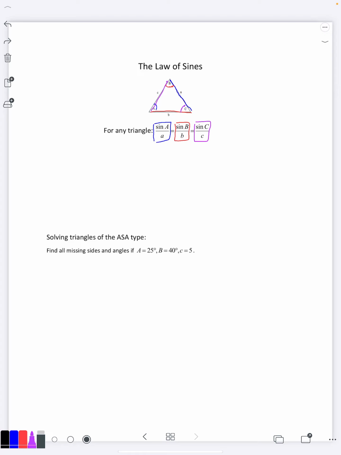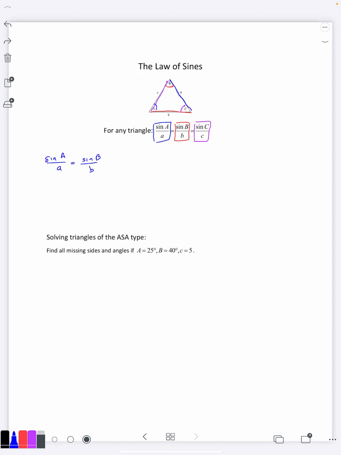And you can use any two of them to try to find a missing side or a missing angle in a given triangle. Notice you could take, for example, the first two. You could say, I want to use sine A over A is sine B over B. That would be one combination of these two. And so in this case, there's two angles and two sides. That's four total quantities. If you happen to know three of those, you can use the equation to solve for the fourth.